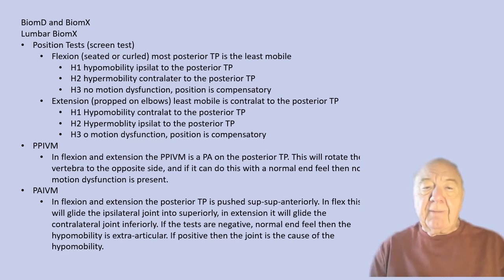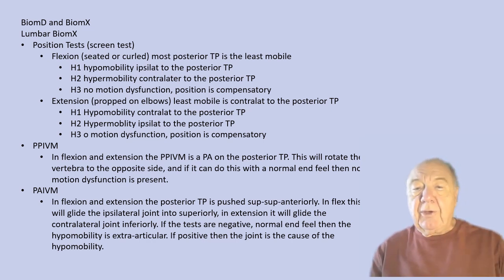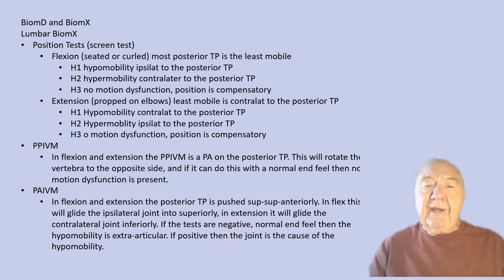If that turns out to be negative, the second hypothesis is hypermobility, which is contralateral to the posterior transverse process. And then if that's okay as well, you don't have a movement dysfunction. So H3 is that it's compensatory.